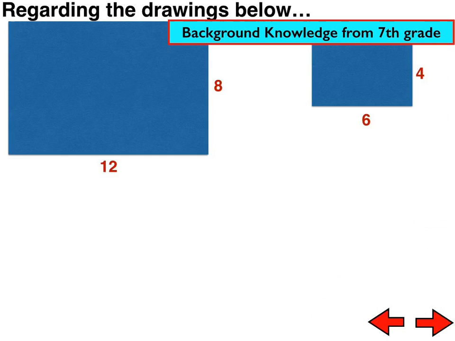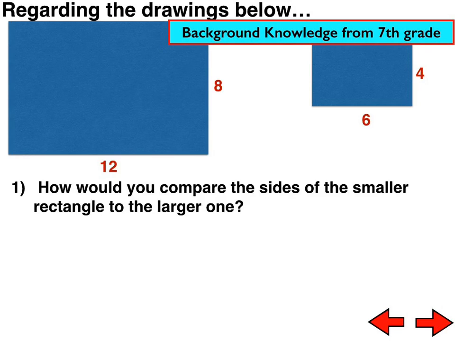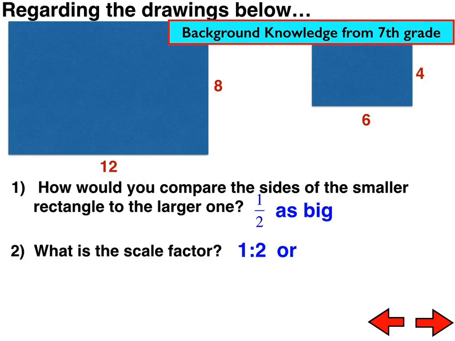So what I want you to do is quickly answer those same questions for this situation. How would you compare the sides of the smaller rectangle to the sides of the larger one? Raise your hand if you know. Yep. It would be 1 to 2, right, because they're half as big. So that leads us to the scale factor. Since the sides of the rectangle on the right are half as big as they are on the left, that leads us to a scale factor of 1 to 2.